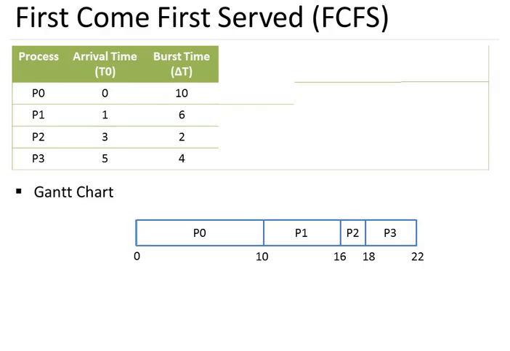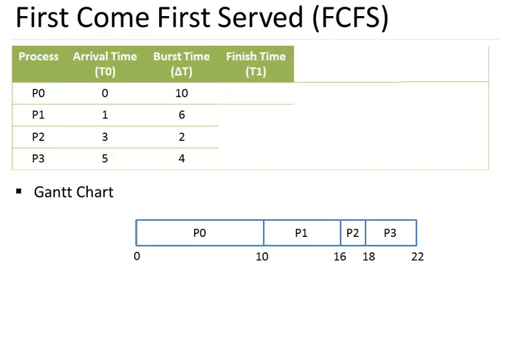Now we have to compute some parameters. For example, what is the waiting time, average waiting time, turnaround time of each process, and average turnaround time of this scenario. So let's calculate this.